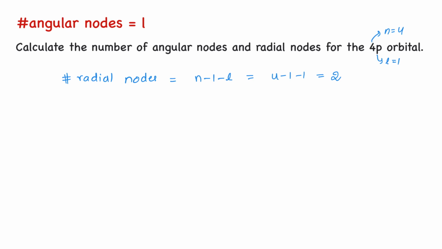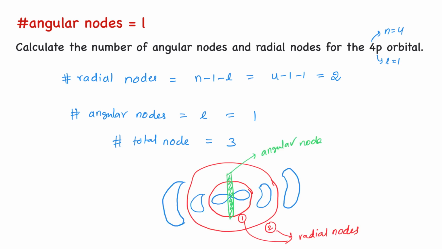Angular nodes for an orbital is equal to the angular momentum quantum number of that orbital, L. For 4p, it is equal to 1. Therefore, the 4p has one angular node. The total number of nodes is 2 plus 1, that is 3. The 4p orbital looks like the following, with one angular node and two radial nodes.